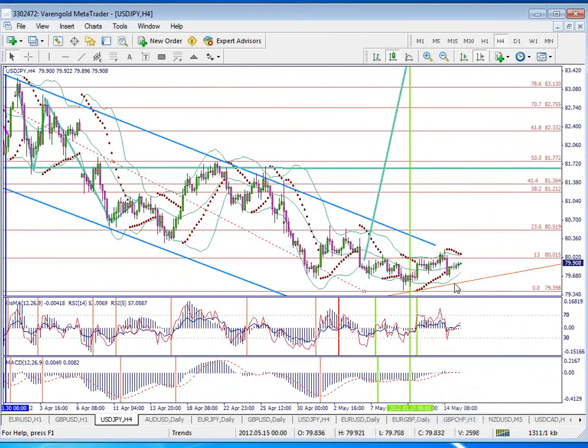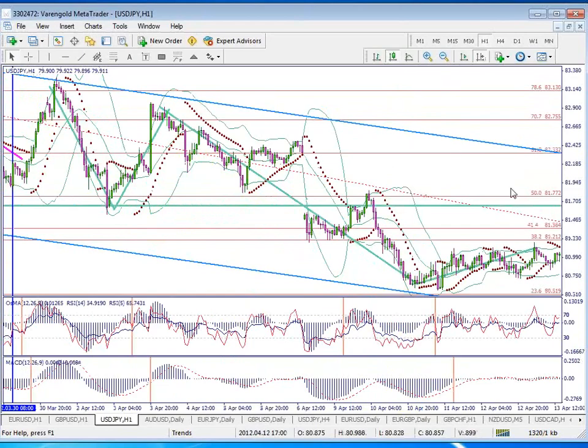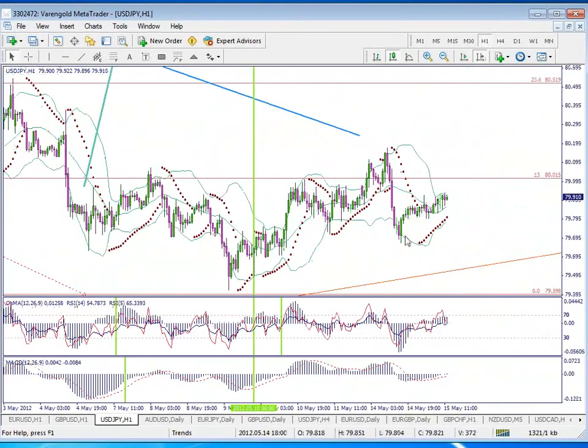The pair tests again the inferior trend line. I think that if this trend line will be broken and the pair will go into the upside, we can see as first target the 38.2, 41.4 level. For the next hour, we just have one signal for buy here.